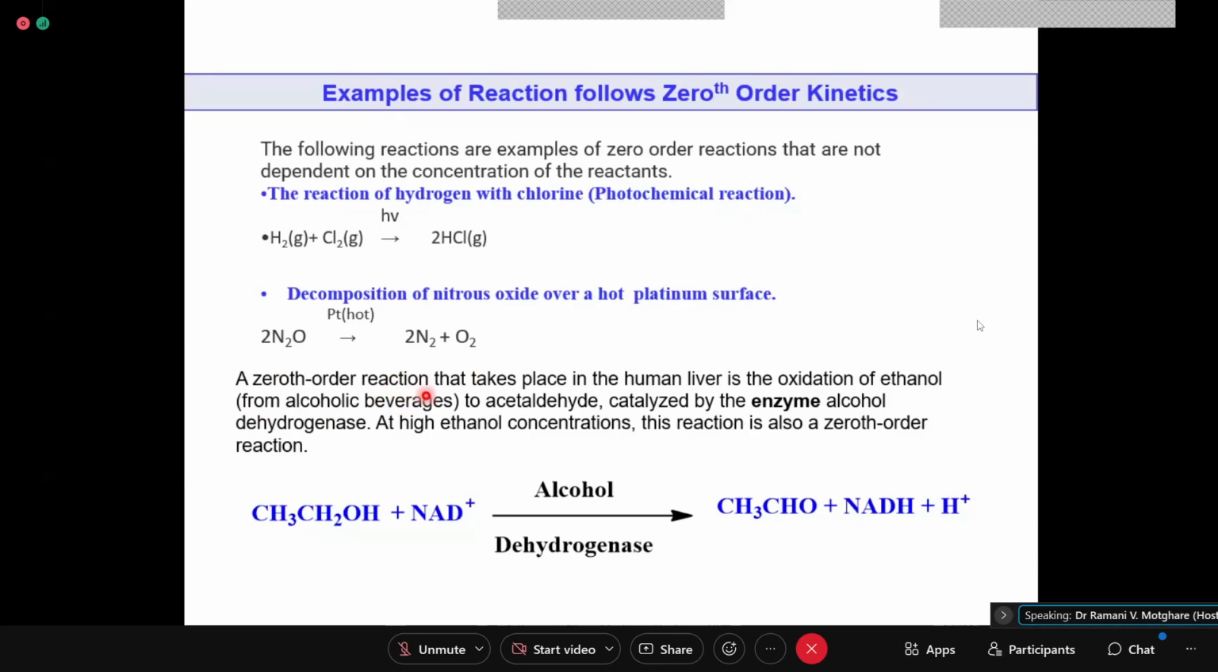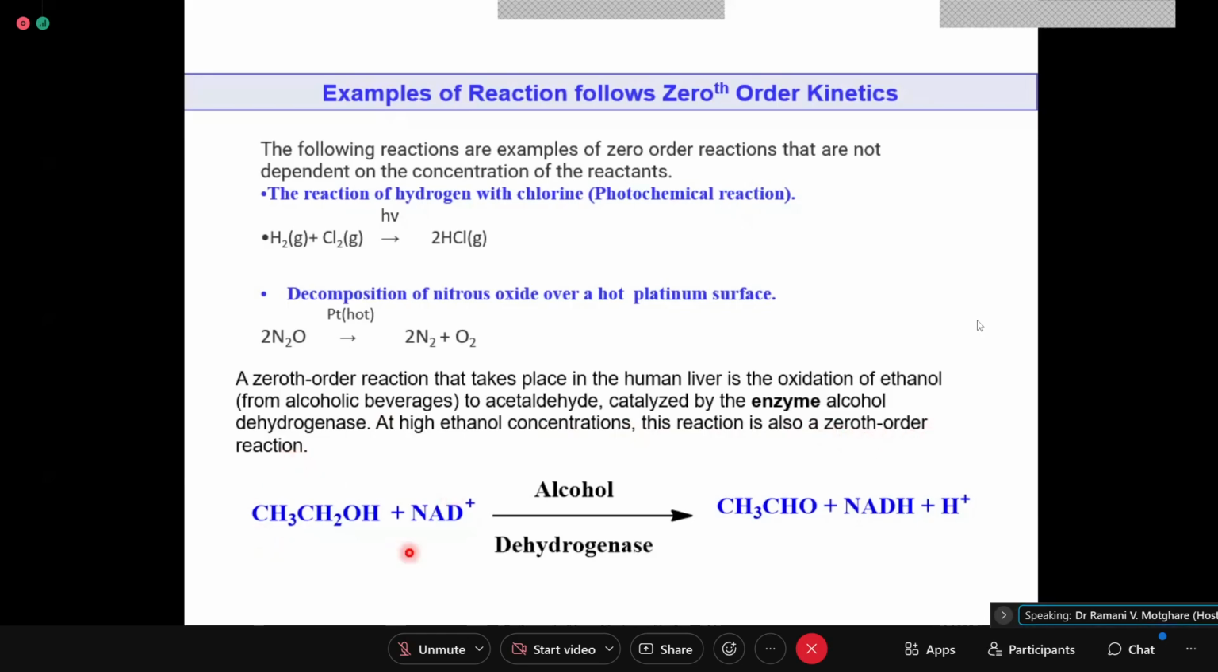A zeroth order reaction that takes place in the human liver is the oxidation of ethanol from alcoholic beverages to acetaldehyde, catalyzed by the enzyme alcohol dehydrogenase. Okay, so one example of a biological entity has been made. At high ethanol concentrations, this reaction is a zeroth order reaction.